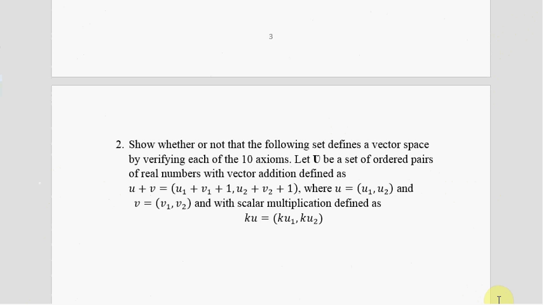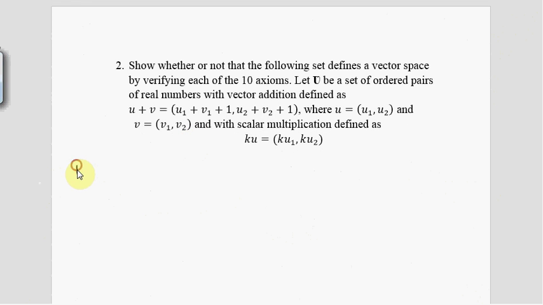So here let V be defined by the ordered pair of real numbers, with vector addition defined as this: U plus V is U sub 1 plus V sub 1 plus 1, comma, U sub 2 plus V sub 2 plus 1. And then scalar multiplication is standard, right? So the only twist is going to be on the vector addition. Okay. So we start with A1 with the closure property.